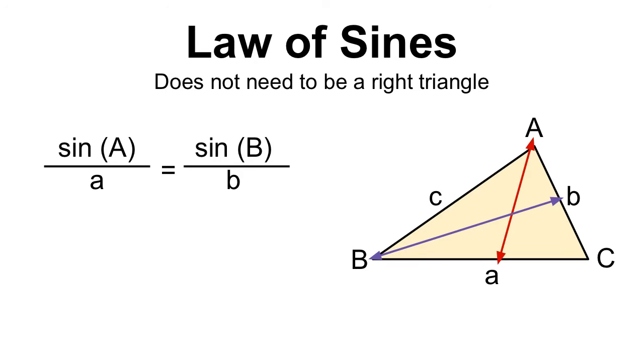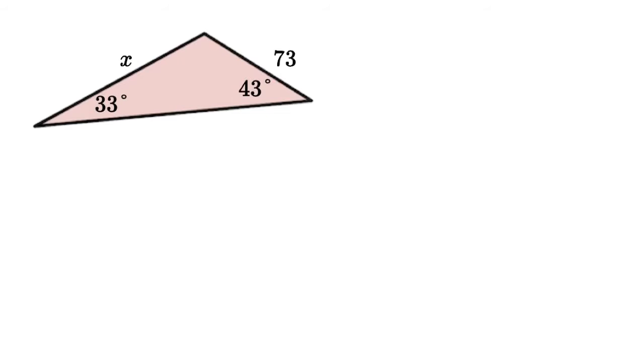Okay, let's look at an example. So here is a triangle with a 33-degree angle and a 43-degree angle. And then we also know one side length. We know 73 is a side length, and we're going to try to solve for another side length. Now we're going to use law of sines for this one. Since we do not have a right triangle, law of sines is a good choice.